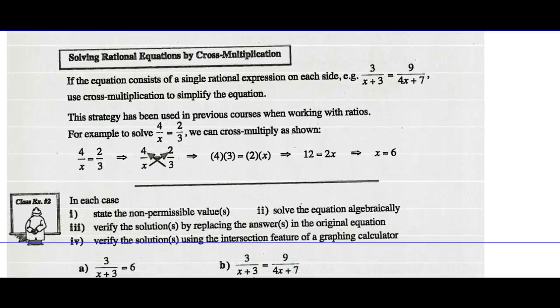So, solve a rational equation by cross-multiplication. If the equation consists of a single rational expression on each side, such as the one listed here, we use cross-multiplying to simplify the equation. This strategy has been used in previous courses when working with ratios. For example, 4 over x equals 2/3. If I want to solve this, I can cross-multiply and say 4 times 3 equals 2 times x. Simplify that, 12 equals 2x, or divide both sides by 2, x is 6.